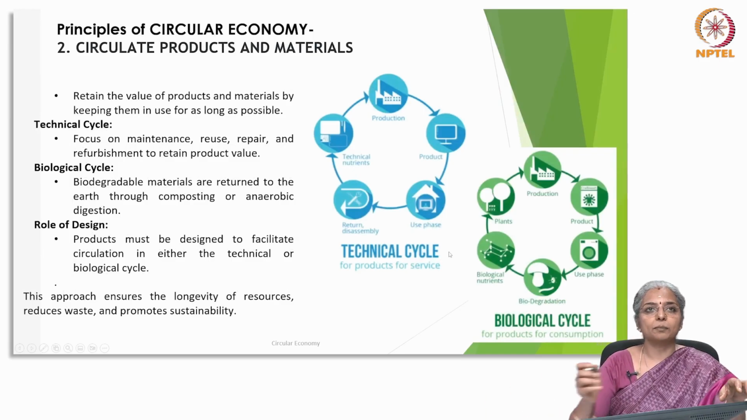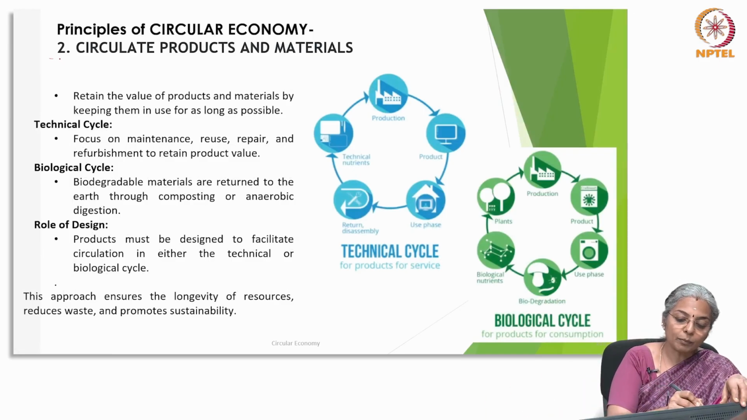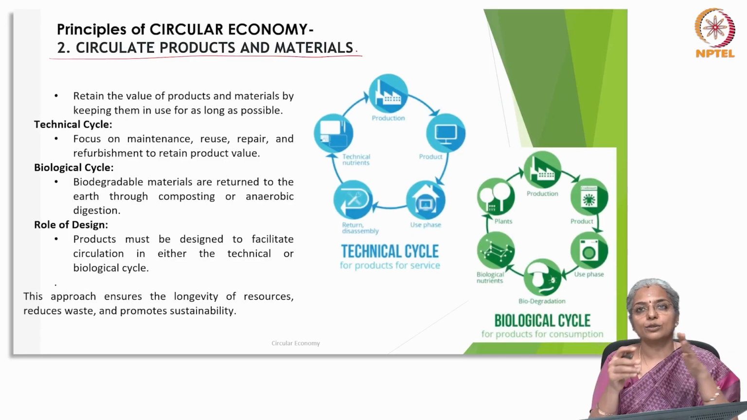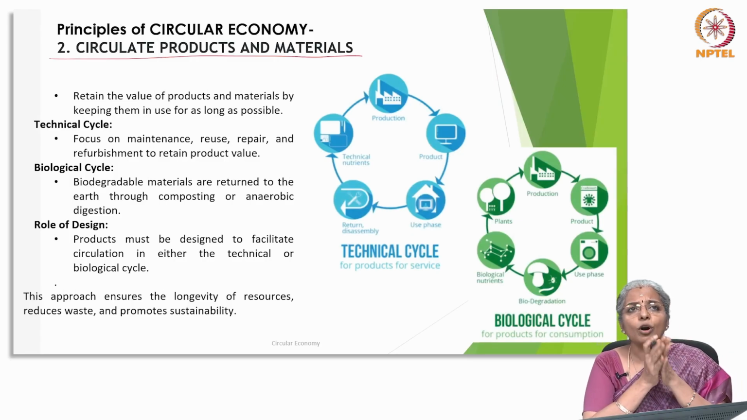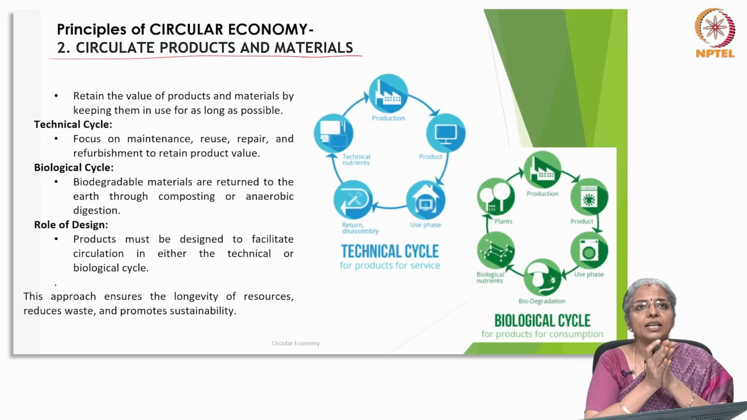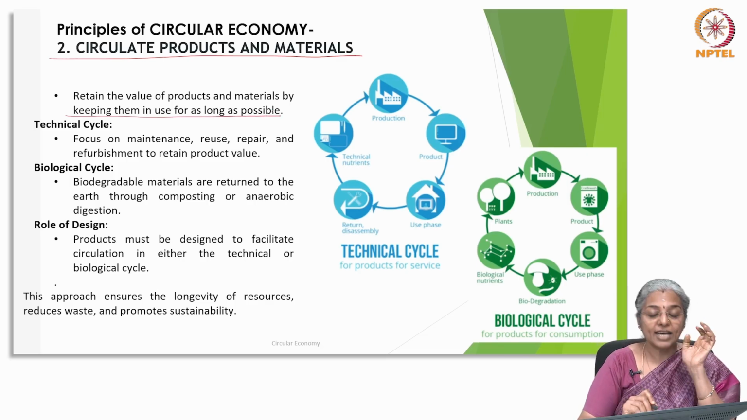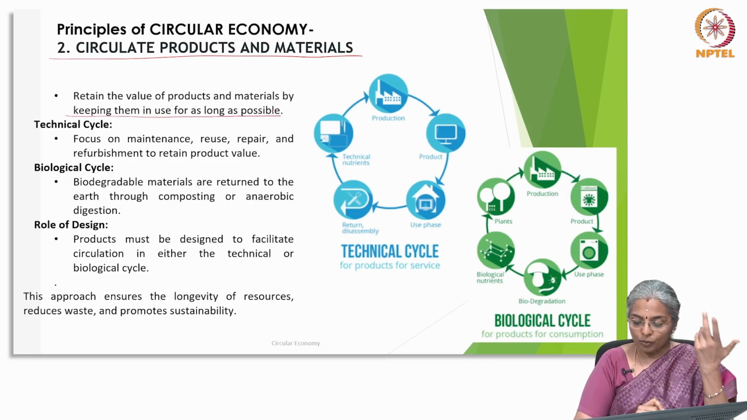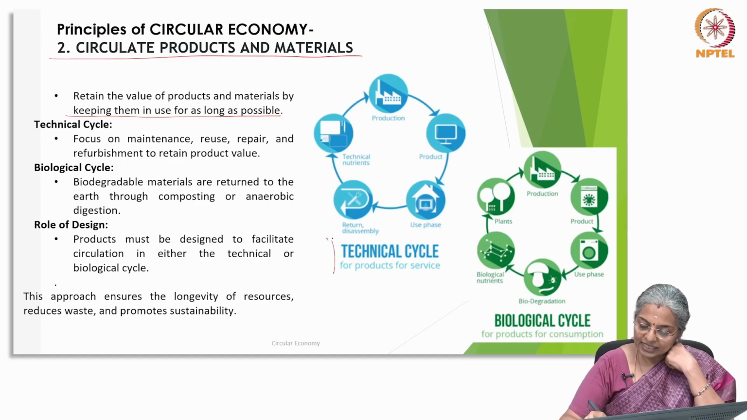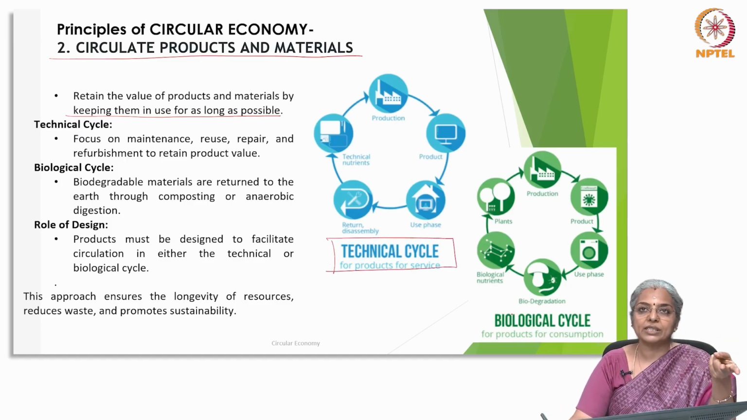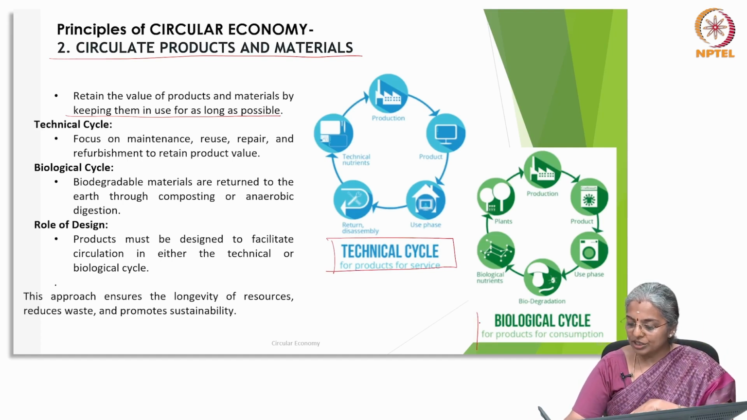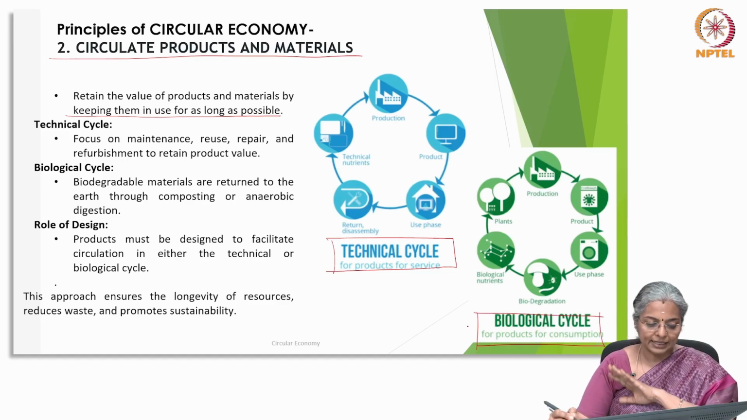The second principle is circulate products and materials. So, what you need to understand is we need to retain the value of products and materials by keeping them in use for as long as possible. So, we can have what is called a technical cycle for products for services. There are two cycles. One is the technical cycle, another is the biological cycle for products for consumption.